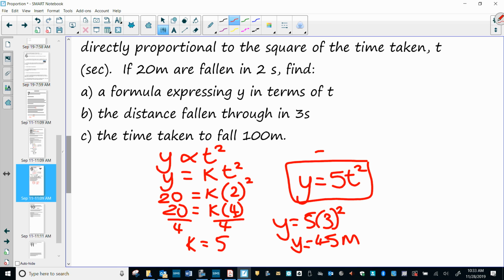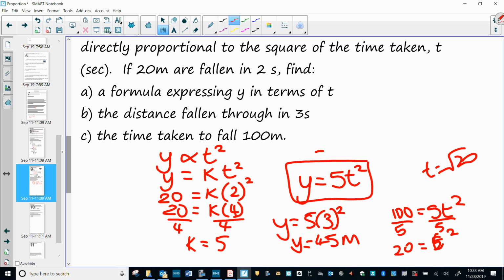And then the time taken is for 100 meters. So you've got 100 equals 5t squared. We know we have to divide by 5 first. So that gives 20 equals t squared. And so it's going to be t is the square root of 20. That's not a nice number, you can leave it like that if you wish. Okay, if you round it, it's just 4.5.